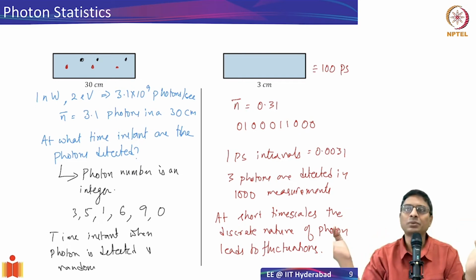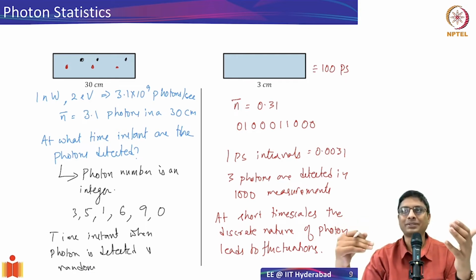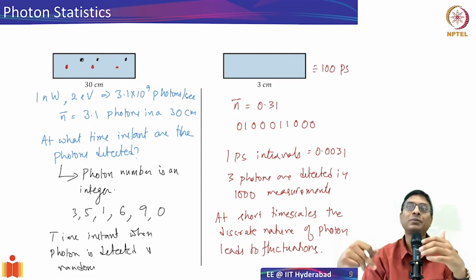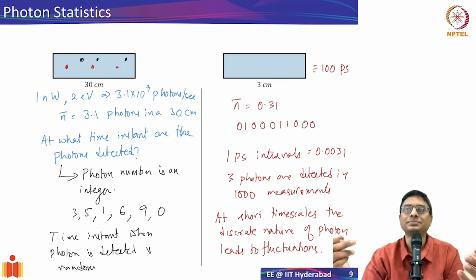So the square root of 3 is 1.7 something. The relative fluctuation is almost 0.5, which is significant when compared to the average number. So we have to worry about the quantum fluctuations in the number of photons. We cannot ignore that. That's the message.